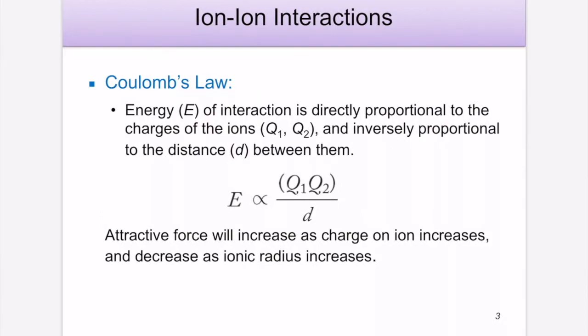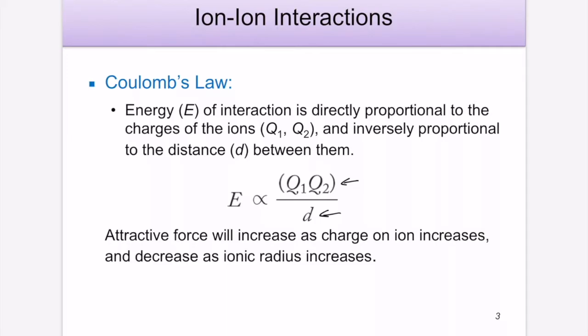So ion-ion interactions are dependent on a couple of different criteria. The first being the actual charge on the ions themselves, and those are represented by Q1 and Q2. So Q1 being the charge on the first ion and Q2 being the charge on the second ion. The other criteria that's going to determine the strength of these interactions is the distance between the two ions. And this is going to be represented in terms of distance in picometers. Picometers meaning 10 to the -12 meters, so quite a small distance.